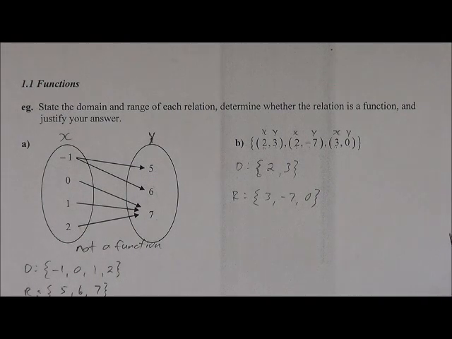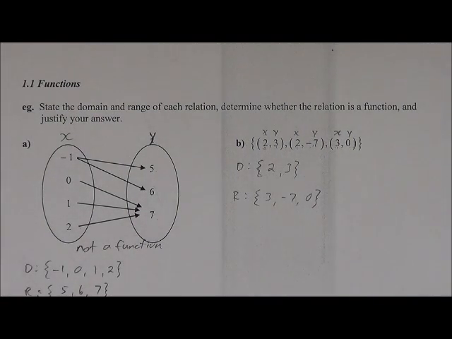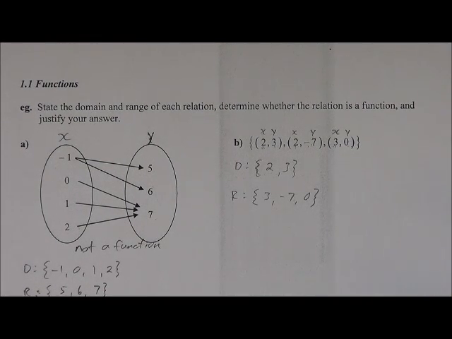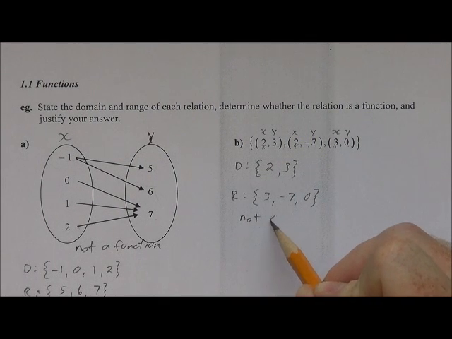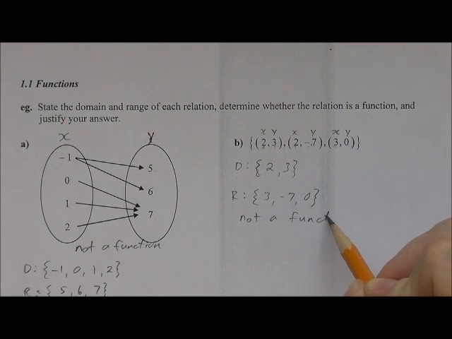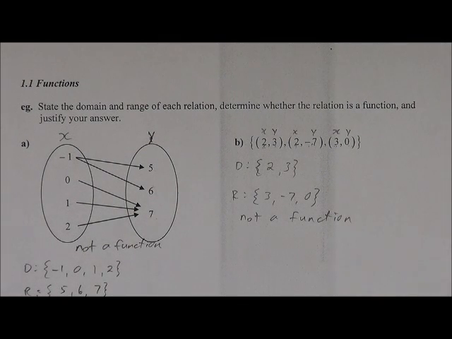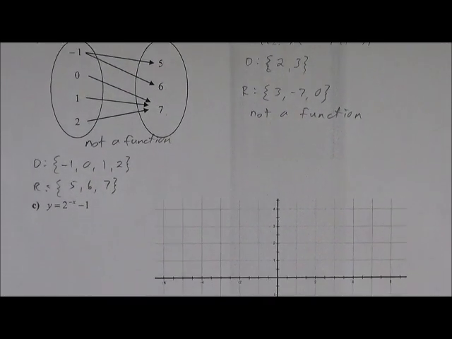Now, is this a function? We see that 2 maps onto 3 and 2 maps onto -7, and from the definition of a function, every value of x must map onto only one value of y. So here we've got one value of x that maps onto 2 values of y. So this is not a function either. Okay, so we're going to move along now to the next example here.